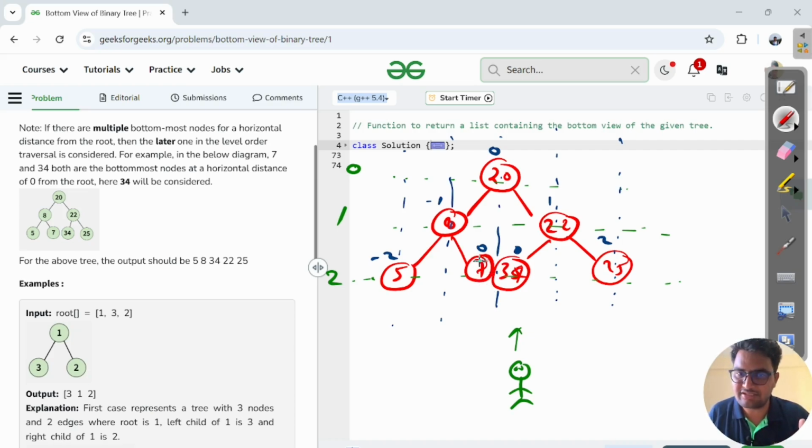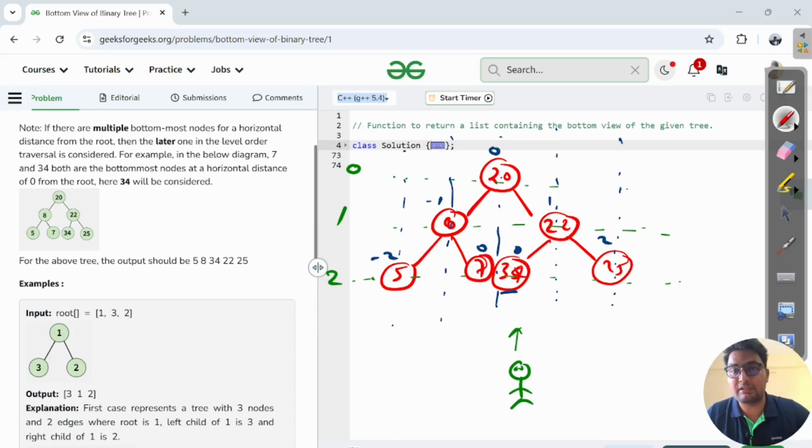If two values are at the same level and same distance, then we have to consider the right value, basically the later one, that is 34, and then we have to take the lower level value, that is 34. If we compare 20 and this, 20 is at the 0th level, that is the top level, and this is the lowest level, right? That is why. I hope it is clear now.